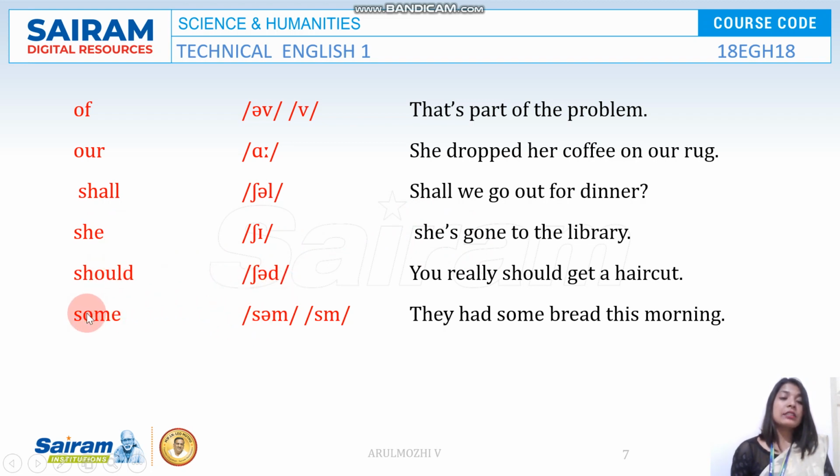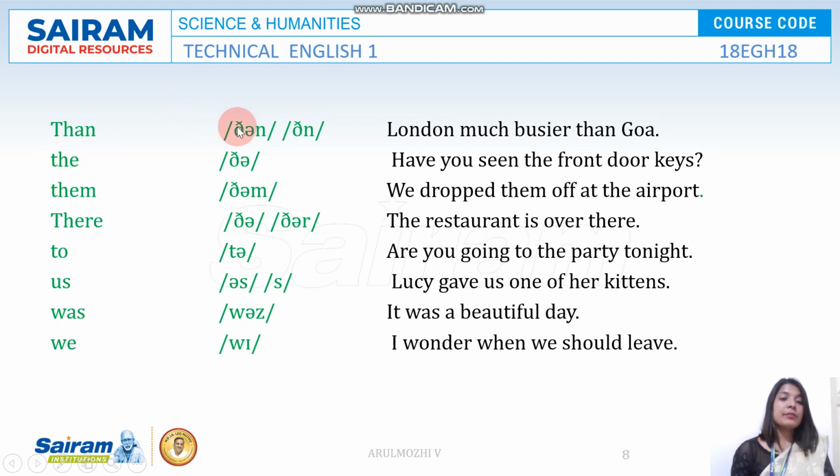Some becomes səm. Sometimes some. Next, than becomes thən or then. The becomes thə. Them becomes thəm. I have dropped them. Or sometimes just əm. We have dropped them. We have dropped them. There becomes thə or thər. To becomes tə. I have given it to him. To him. Not to him. Us becomes əs or s. Was becomes wəz. Or sometimes əz. We becomes just wi.